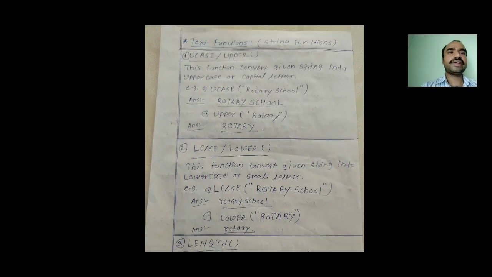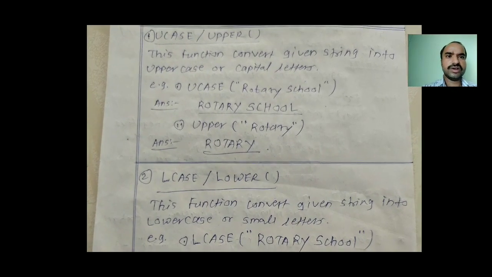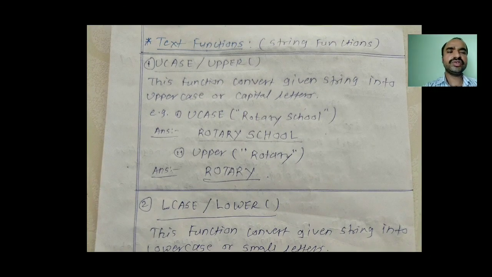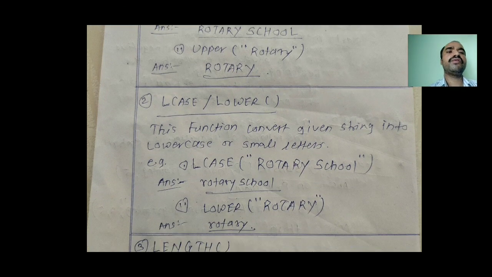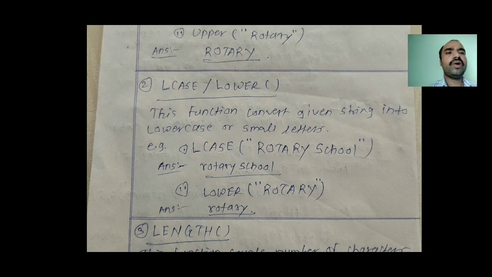Next, we move towards text functions, or string functions. There are also various string functions. UCASE or UPPER is there. This function converts the given string into uppercase letters, or capital letters. For example, suppose we have written UCASE('Rotary school'), it will return Rotary school in capital letters. Second one, UPPER('Rotary'), it will give the answer in capital letters. Same for LCASE or LOWER. This function provides us a lower value, or small letters.